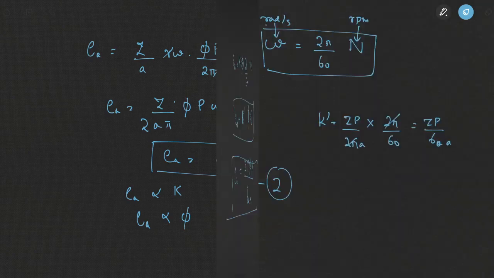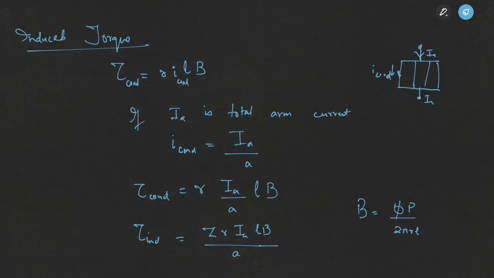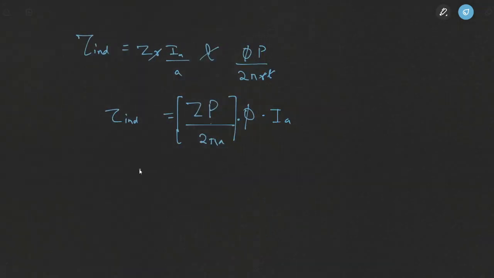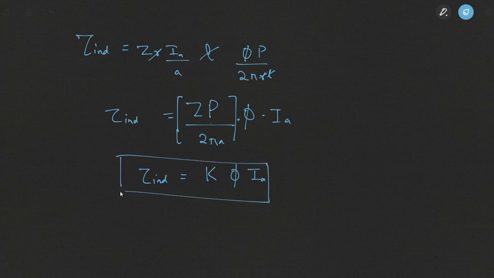This is the same constant that appears in both equations. E induced is K phi omega. Torque induced is K phi IA. E induced we have also derived in terms of speed as K dash phi n. K dash is something different. So this is your equation of torque induced, and that you can use.